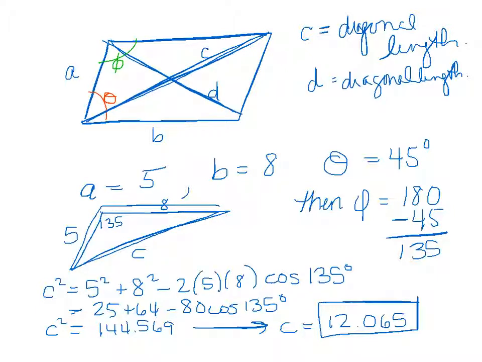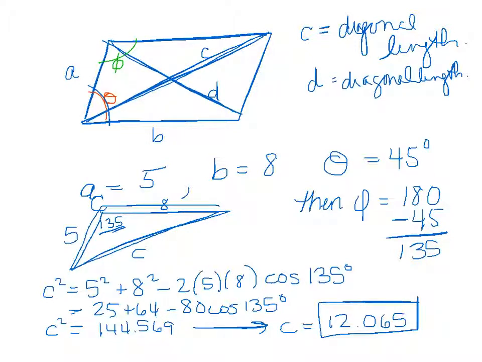I could also find the angle phi, which is really going to be my angle C, because I know that subsequent angles are supplementary. I have to make 180 degrees when they're next door to each other. So if I took 180 minus the theta angle here, I've got 135. So that's this angle for C.